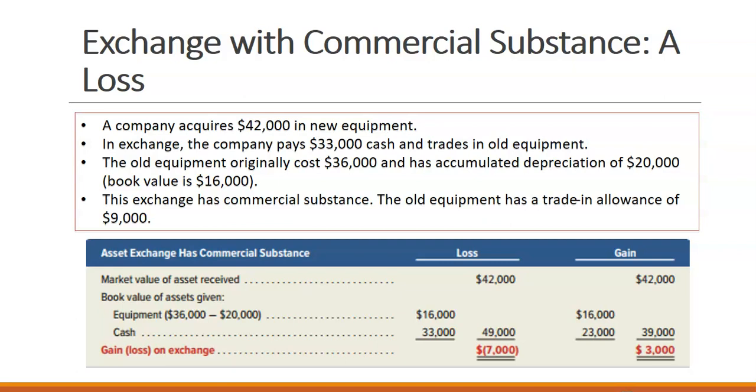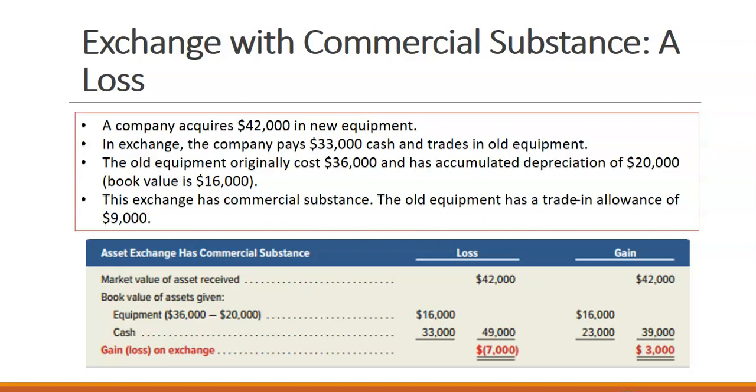So we get a new equipment of $42,000. We paid $33,000 and we had a trade allowance from our old equipment. The old equipment has a book value of $16,000 and has a trade-in allowance of $9,000. So we have this example here. We have market value of our asset received is $42,000. The book value is $16,000 and our cash paid was $33,000.